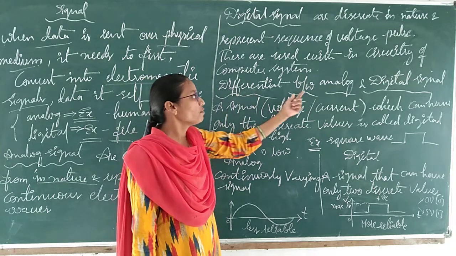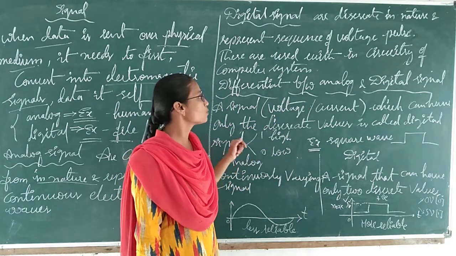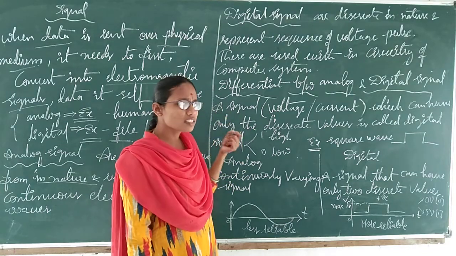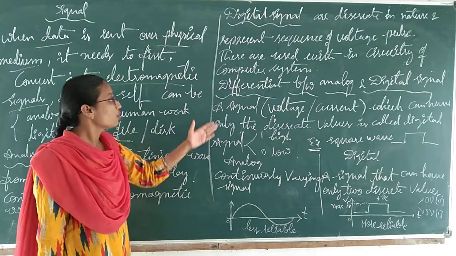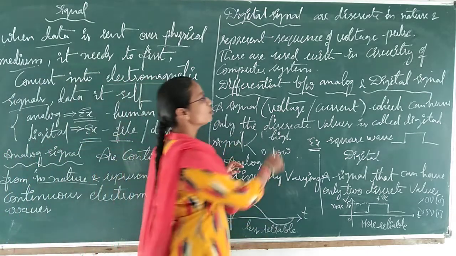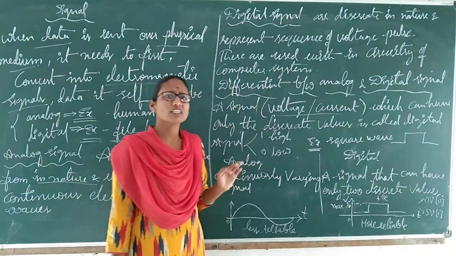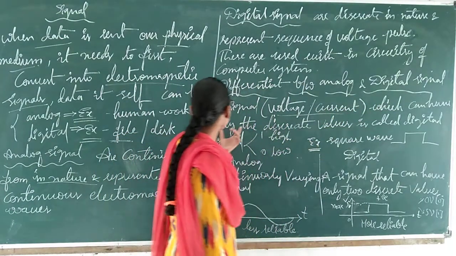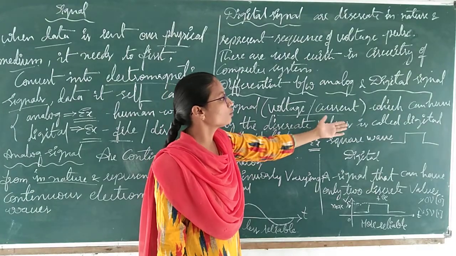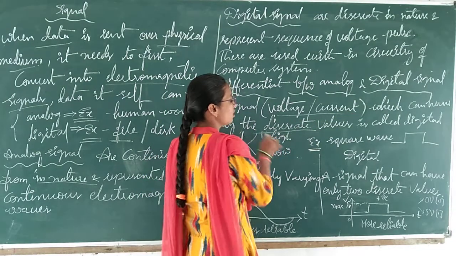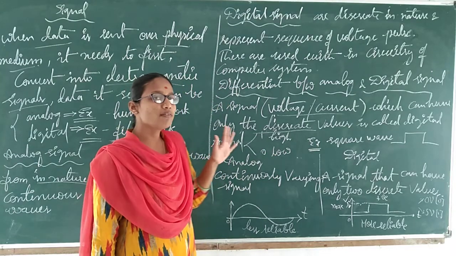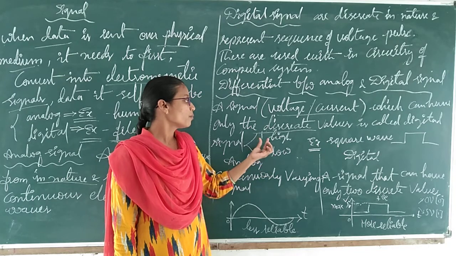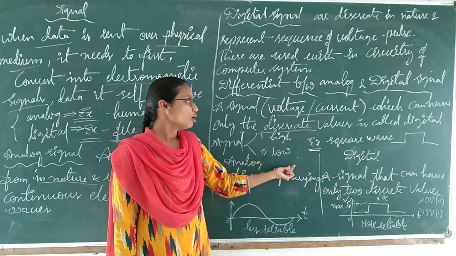Let us see the difference between analog and digital signals. Here we have one more definition of a signal: a signal is nothing but voltage or current. A signal that can have only discrete values is called digital. In a digital signal, 1 is high power and 0 is low.